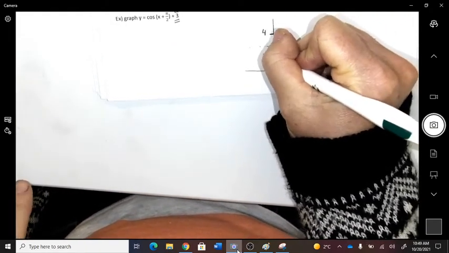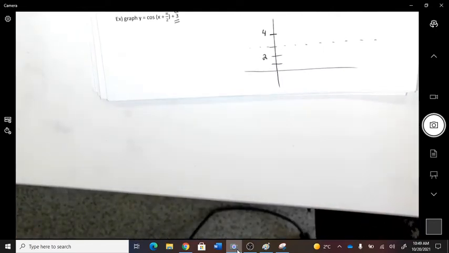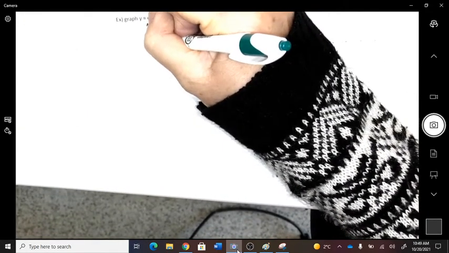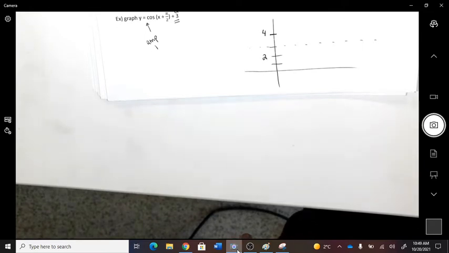4 and 2 are going to be the lowest and the highest parts because my amplitude is still 1. I didn't stretch anymore, so I still need to make sure I'm going 1 up and 1 down from my middle.